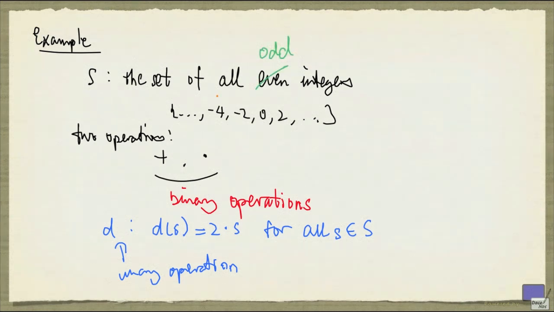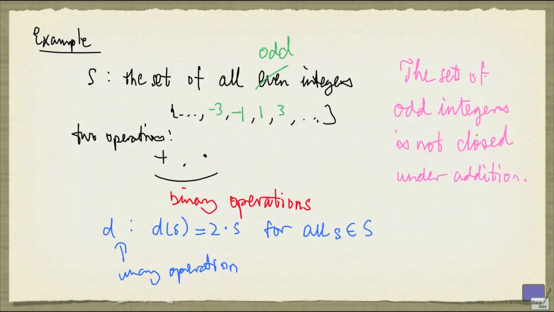However, things fall apart when we change this even to an odd. So now let S be the set of all odd integers. So my set will look something like this. If we add any 2 odd numbers, say 1 and 3, we get an even number, which is not in the set. As a result, we say that the odd integers are not closed under addition. But the set of even integers is closed under addition. Now, the odd integers are also not closed under this operation D. But they are closed under multiplication, because if you take any 2 odd numbers, when you multiply them, you also get an odd number.